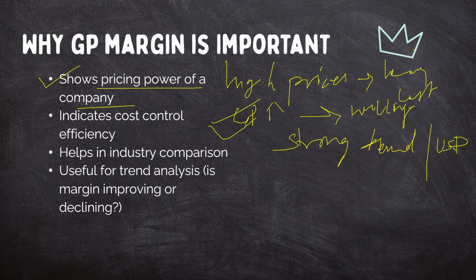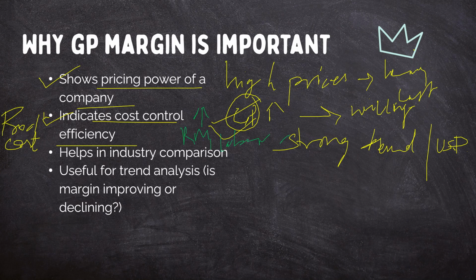The second point is, it indicates cost control efficiency. GP margin shows how well a company manages its production cost, that is just your COGS. If the GP margin is increasing, what does it indicate? The company is reducing its cost or managing its raw materials and labor very efficiently.